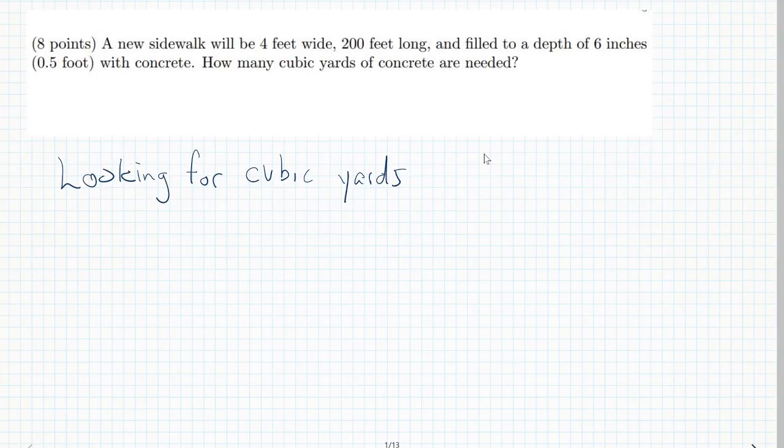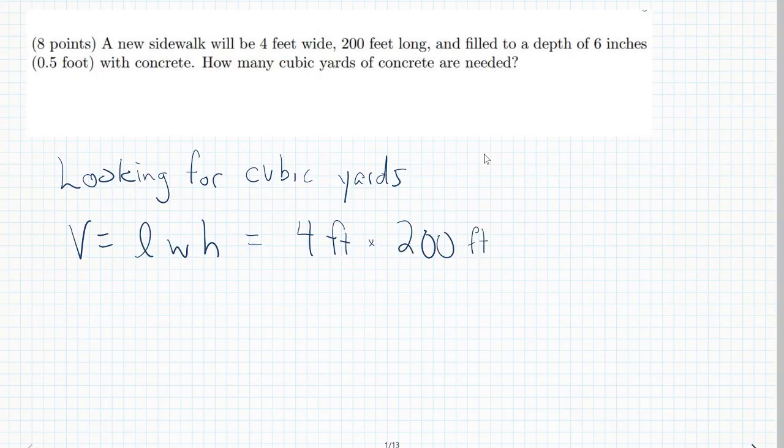That last line says how many cubic yards of concrete are needed, and the only information that we have is essentially a volume of the new sidewalk. And the way we can get the volume, the volume equals the length times the width times the height, because it's 4 feet wide, 200 feet long, and filled to a depth of 6 inches. So with that being said, our volume equals 4 feet times our 200 feet times our 6 inches, which is half a foot, so we'll put 1/2 of a foot.